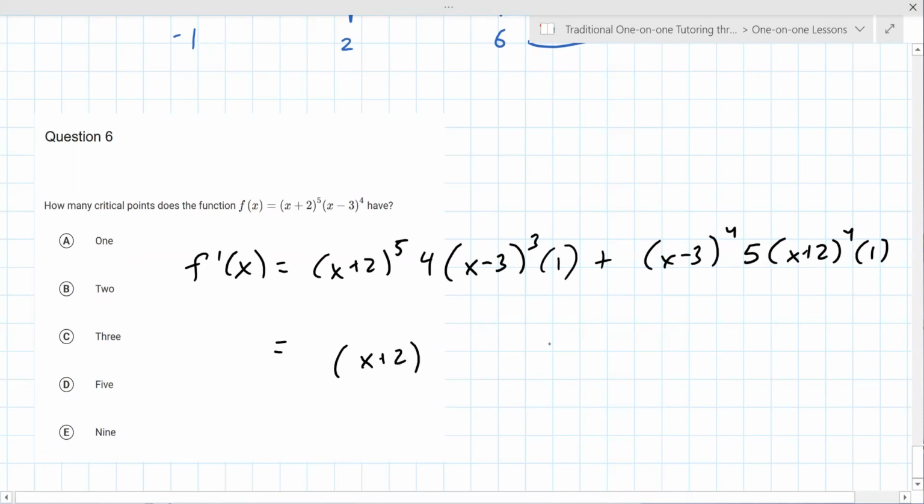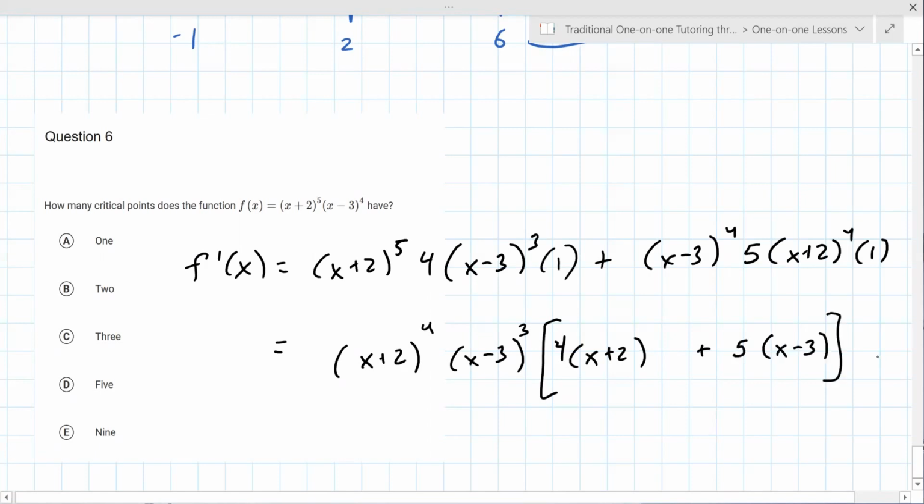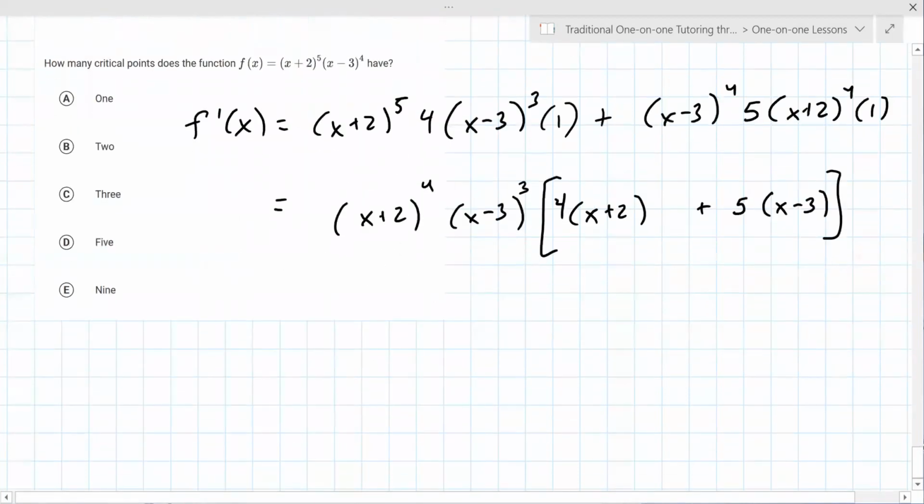You're going to factor out an x plus 2 to some power and an x minus 3 to some power. And then we have to figure out what's left over. So you can do x plus 2 to the 4th and x minus 3 to the 3rd. Then you have an x plus 2 left over, you have a 4, and then you have a plus 5. Because it's just asking for how many critical points, not asking what they are, this gives you a critical point. This gives you a critical point, and that also does.